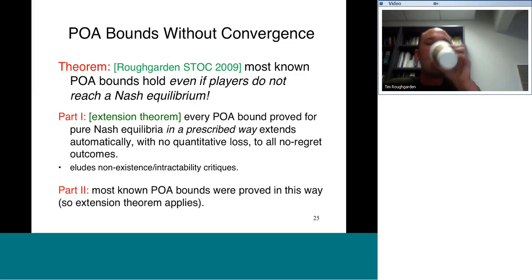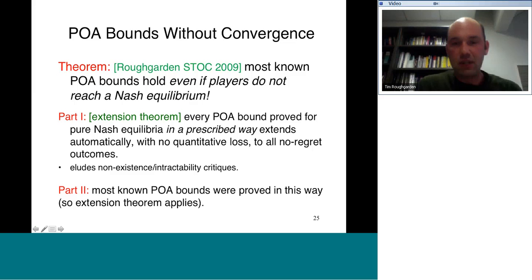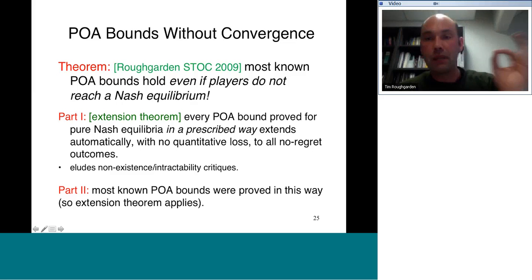Okay, if not, let me tell you exactly what I mean by proving a bound on the pure Nash equilibrium of a game in a prescribed way. Let me tell you the prescription.